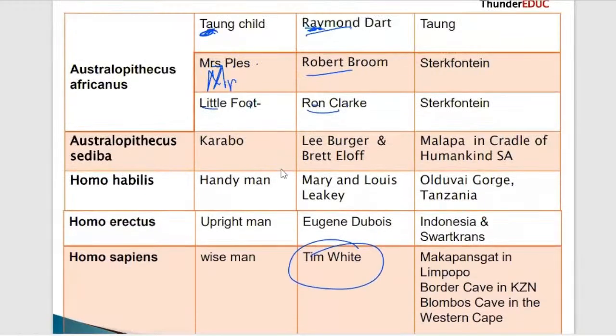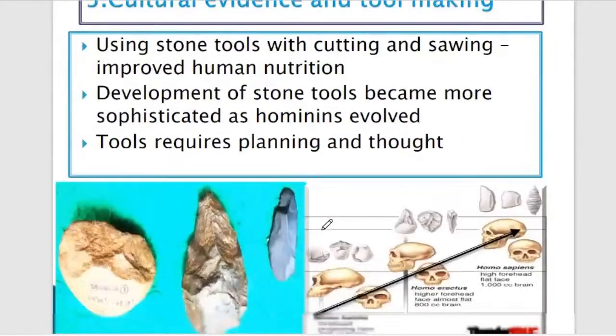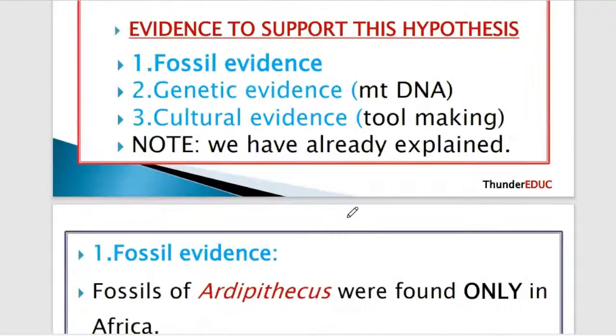Then, Australopithecus sediba. Sediba is Karabo. That one is Lady Grootboom. Please, you need to know that. Homo sapiens, Homo habilis, and then Homo erectus. Please watch that small video. We will be able to know. Yes. But now, how do we use this as genetic evidence? These five marks, please. Evidence to support the out of Africa hypothesis. How do I use this?